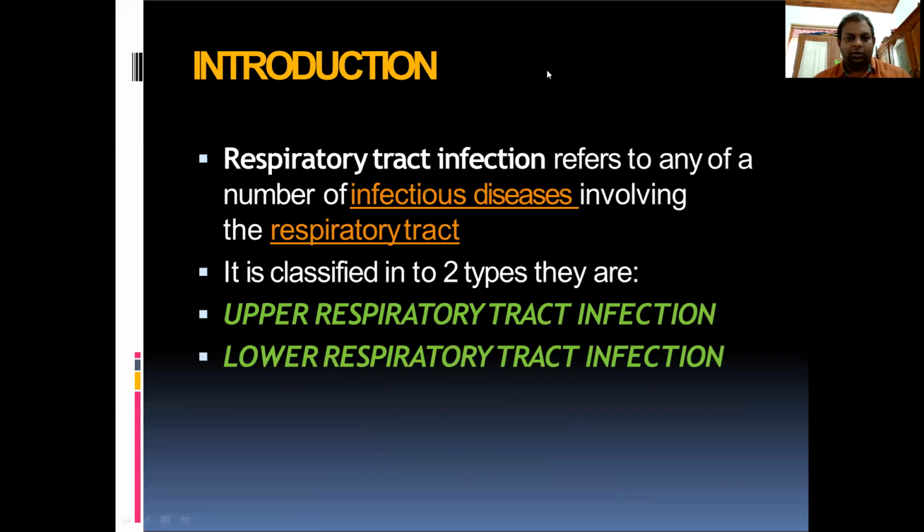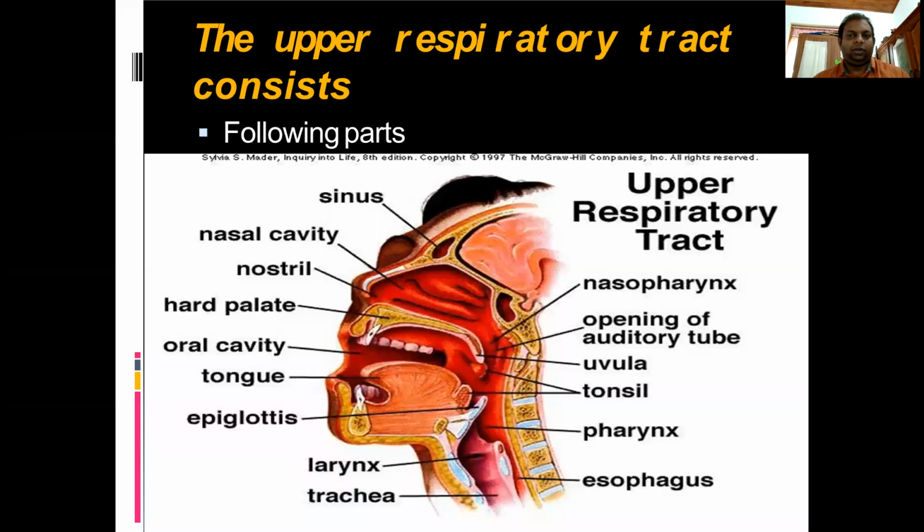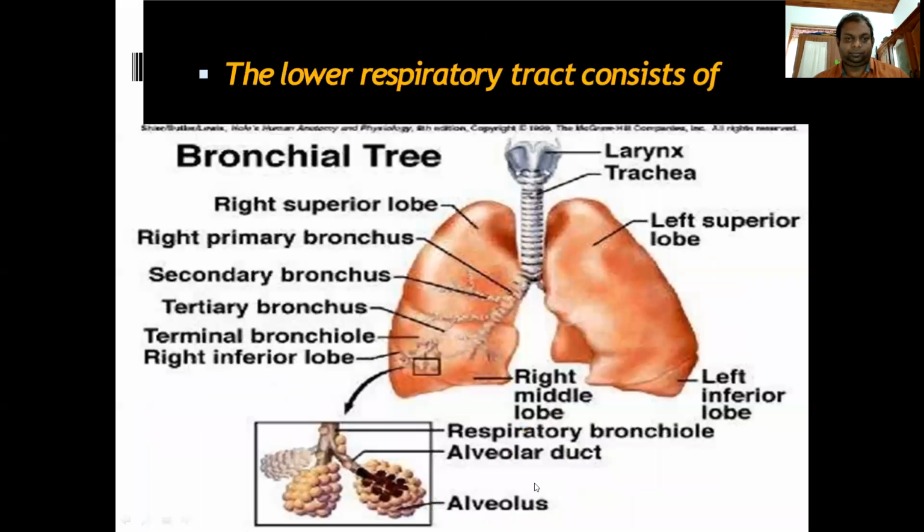Respiratory tract infections. A respiratory tract infection refers to any of a number of infectious diseases involving the respiratory tract. It is classified mainly into upper and lower respiratory tract infections. For upper respiratory tract infections, you have to recall the anatomy. It can lead to sinusitis, rhinitis, pharyngitis, likewise up to the vocal cords.